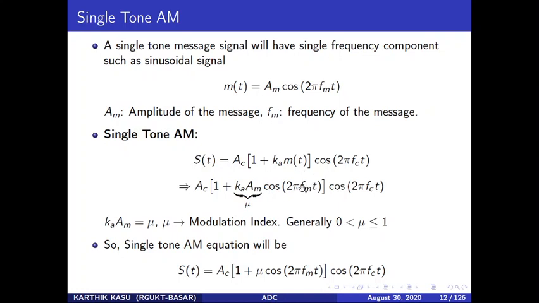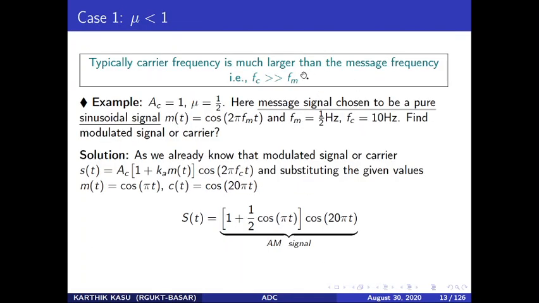Okay, so make sure that your carrier should have a higher frequency than your message. This is very important. I have written it in the box. Typically the carrier frequency is much larger than the message frequency. That means fc, the carrier frequency, is much more than fm. So you must choose a carrier such that its frequency is much more than the message frequency.